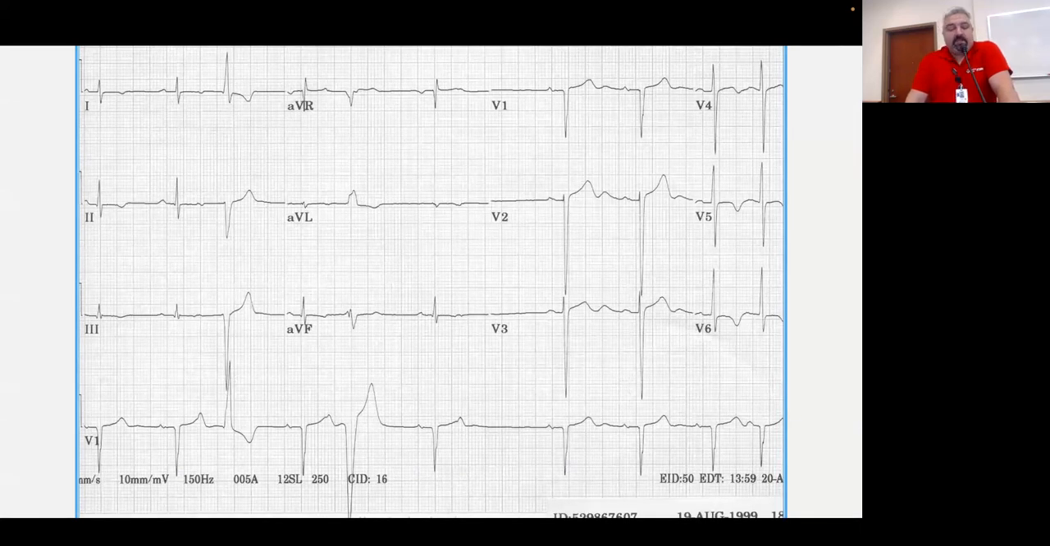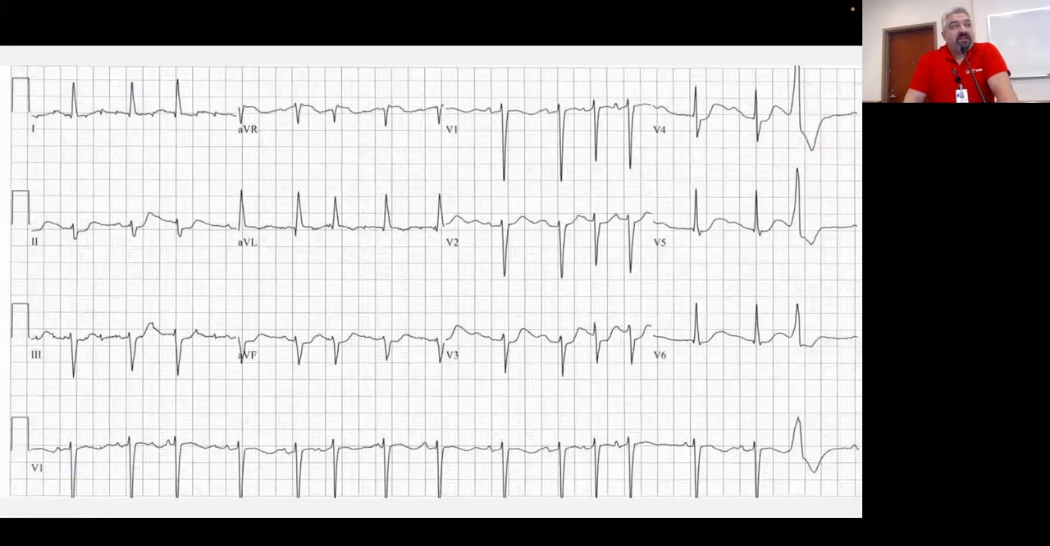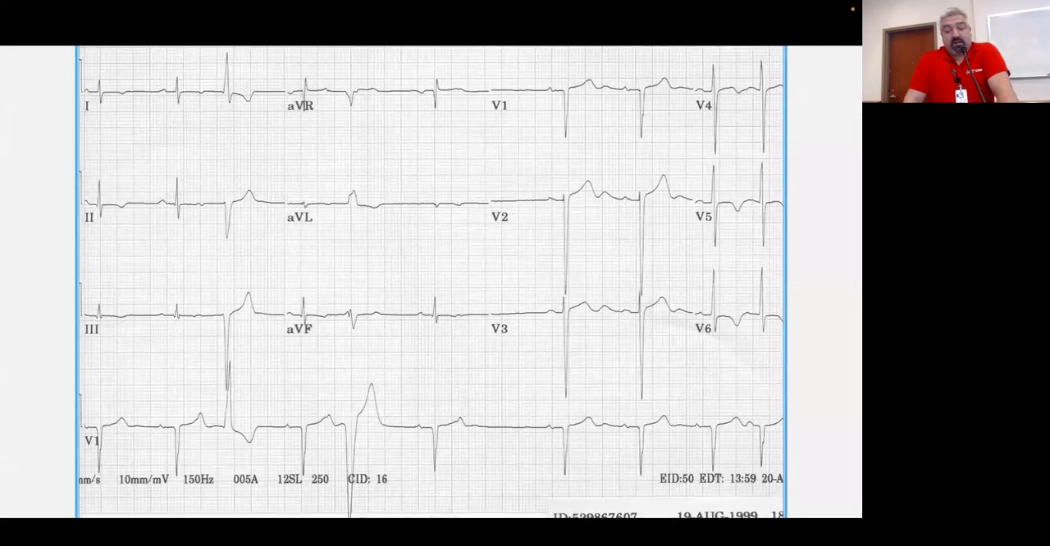Now, a PAC can have 3 different fates. It can either be conducted normally and look like this, which is what you sort of expect. It can be conducted aberrantly, or it can be blocked, not conducted at all, depending on when it occurs. This has to do with the fact that the left and right bundle branches have different refractory periods. So if a PAC comes at exactly the right time, then the left bundle branch may be blocked while the right bundle branch is open, and you'll effectively have the bundle branch blocked for 1 beat. And the reverse can also happen.